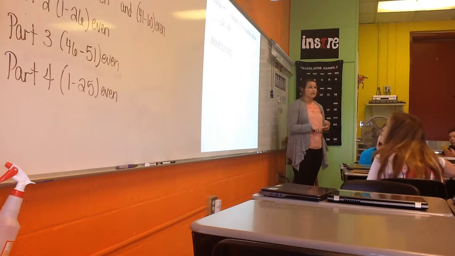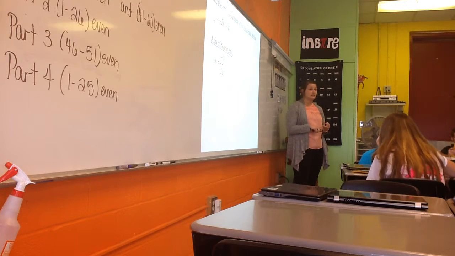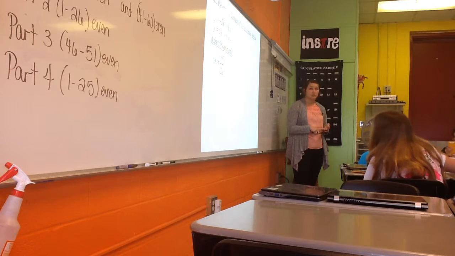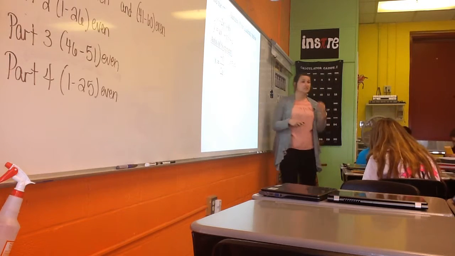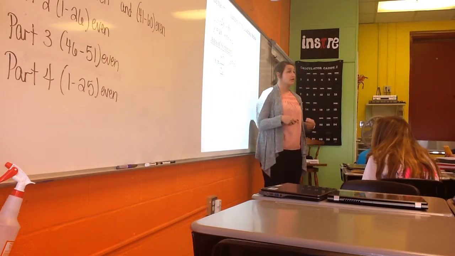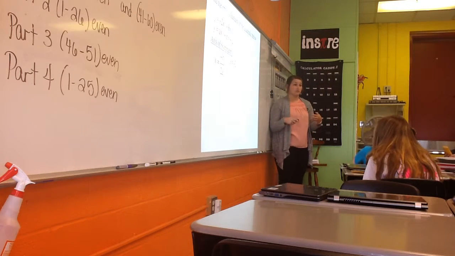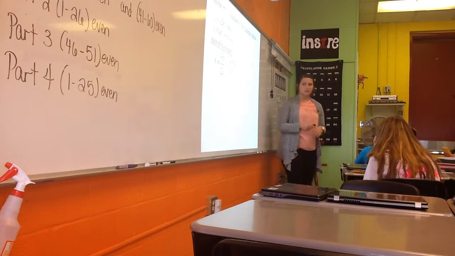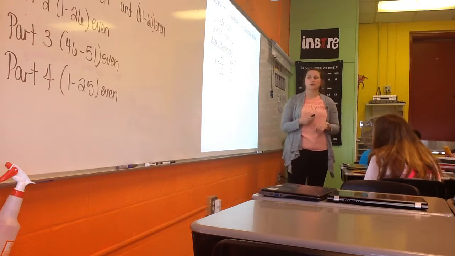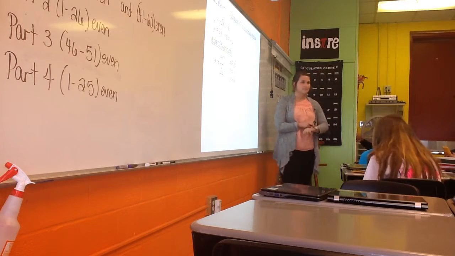Negative 2. What's my B? 8. And then my C is 0. Well, the C is just equal to 0. But when I go to do the y-intercept, it is 0, 0, because it's a point. Okay, so to find my axis of symmetry, what do I need to put in for B?